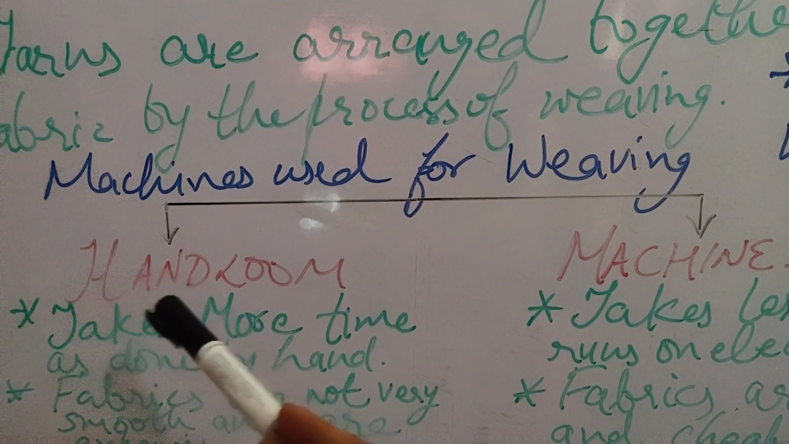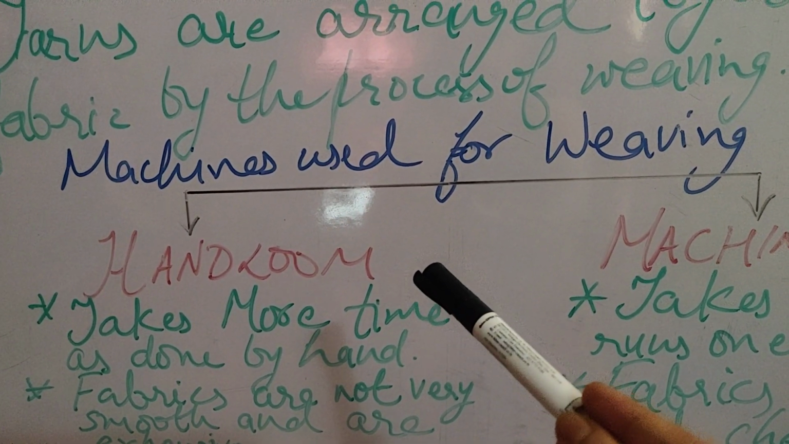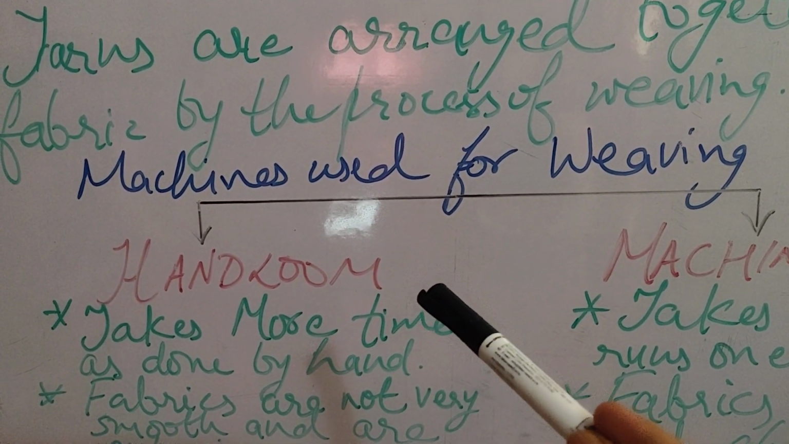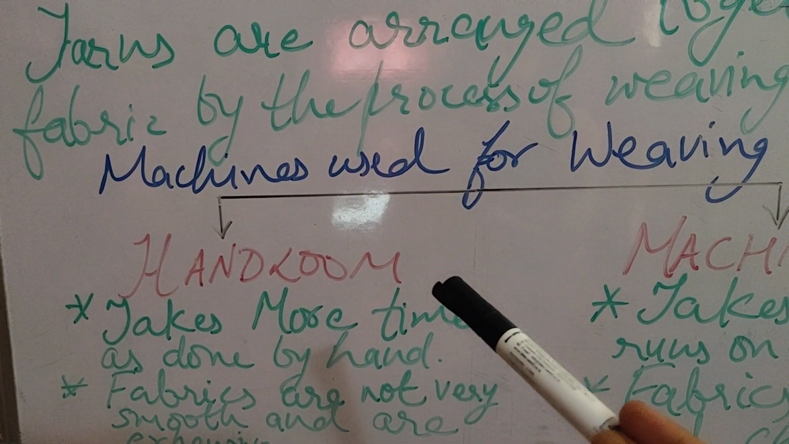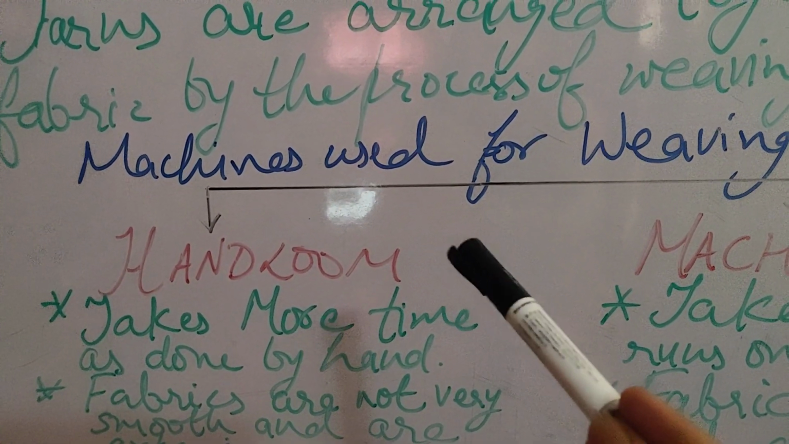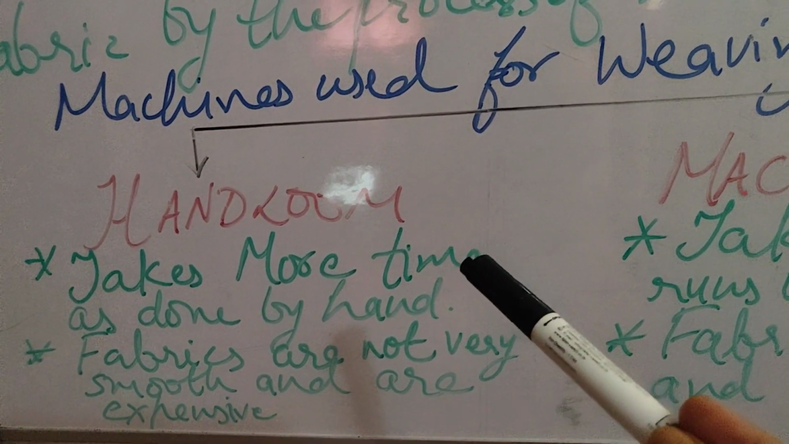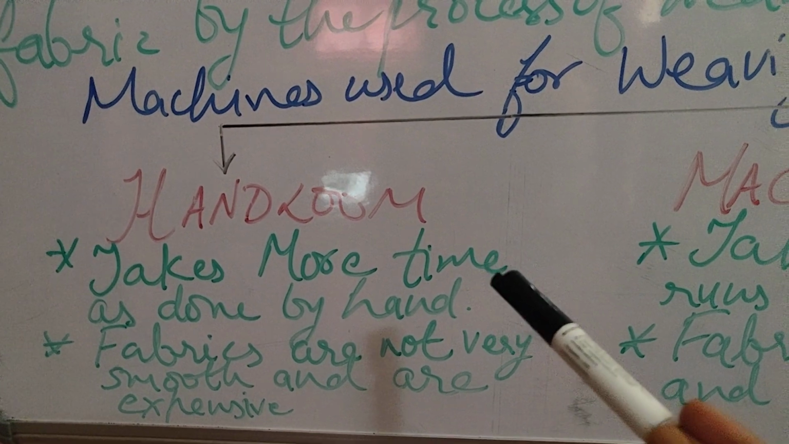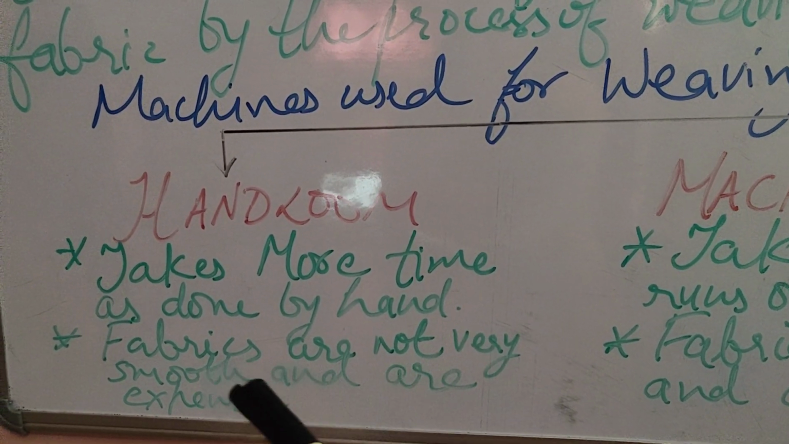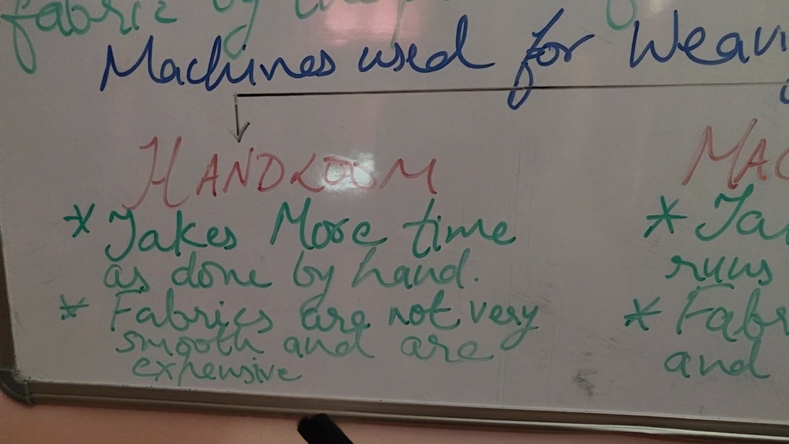Hand loom is a machine whose picture you can see in your PPT and PDF, which is provided to you, and you can also see it in the video. Hand loom is a machine which is operated by hand. So naturally when it is operated by hand by some person, it will take more time. Then fabrics are not very smooth and they are very expensive.